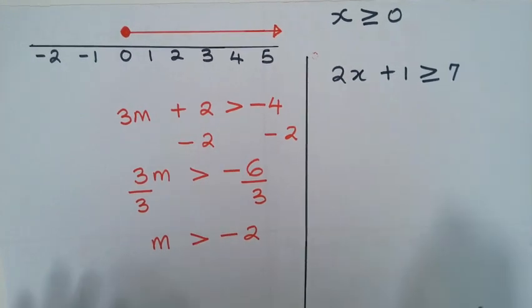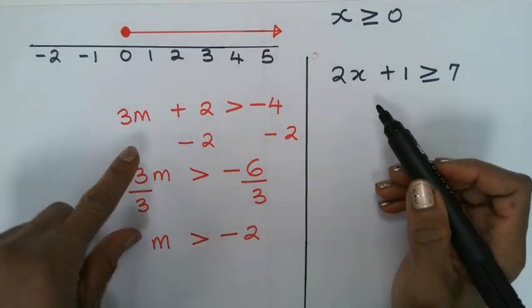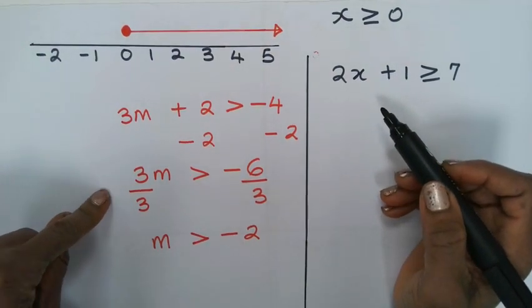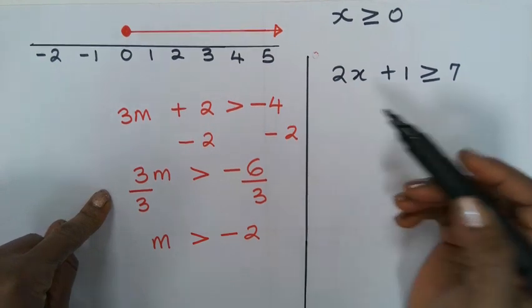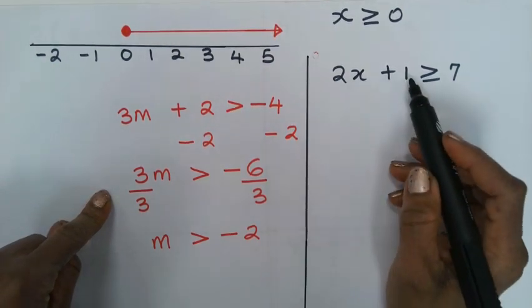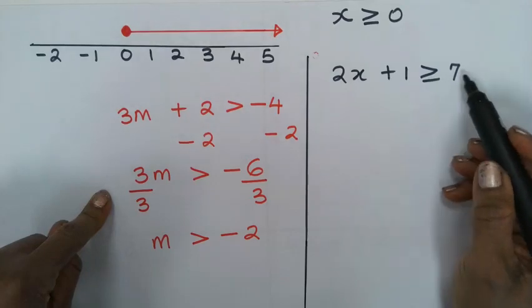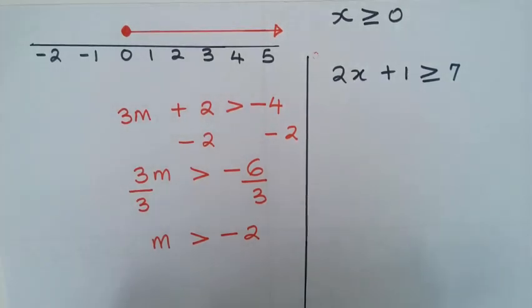Now we're going to look at the second question of solving the inequality, and in some cases in the exam they might tell you to show your answer on a number line. So for this one, we're going to use the same method we used for this question. So 2x plus 1 is greater or equal to 7. Remember that when you're solving an inequality in the exam, you don't have to put an equal sign because it's an inequality.